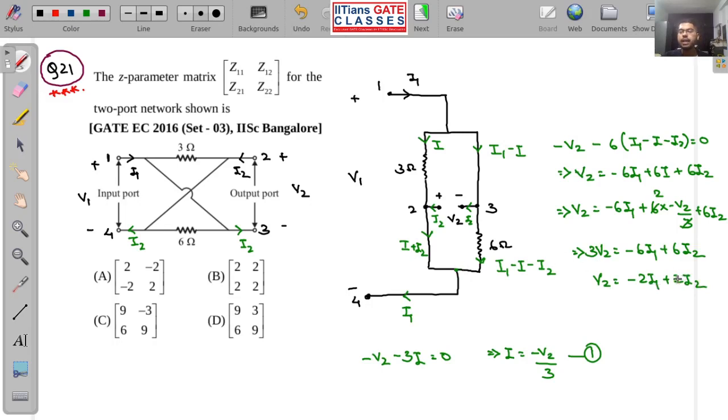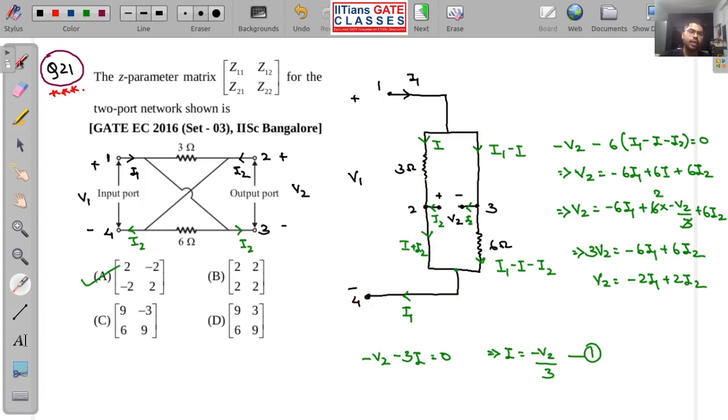Obviously we can make an inference that option A is correct, because you can see if I relate it with Z21 and Z22, Z21 is minus 2 and Z22 is 2. But I will be finding even Z11 and Z12. For that I will be applying a loop again, starting from minus 4 here. I will go from here to this point and again return back here.